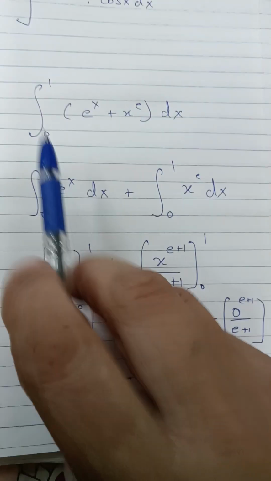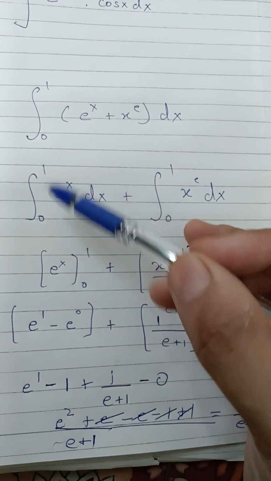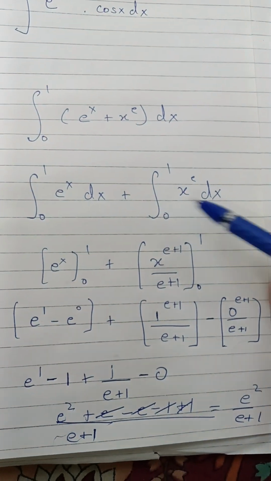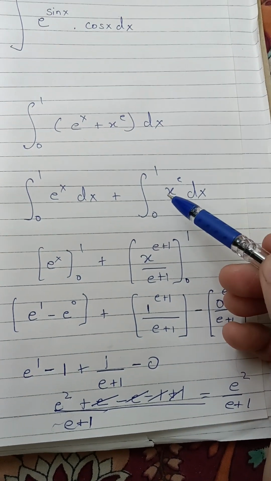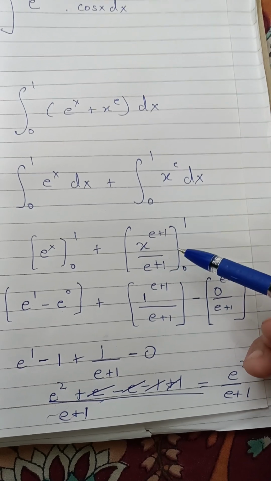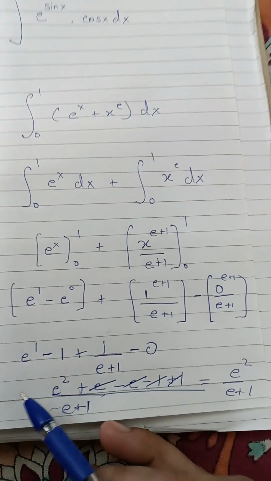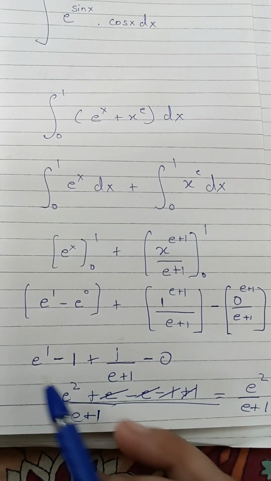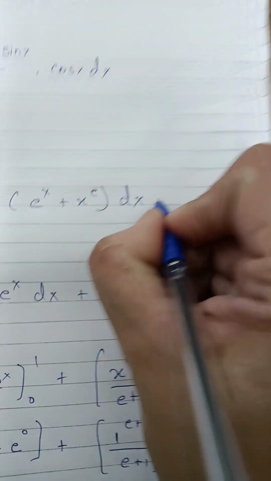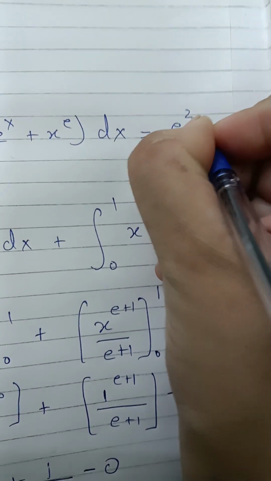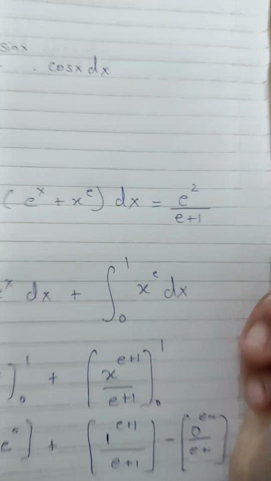So once again, this was our integral. We will split it open. The integral of e raised to x is e raised to x. Again, the integral of x raised to e is this. The limit is from 0 to 1. We will put in the limit and execute simple mathematics. We will take LCM, solve. So our final answer to this question is e square upon e plus 1.